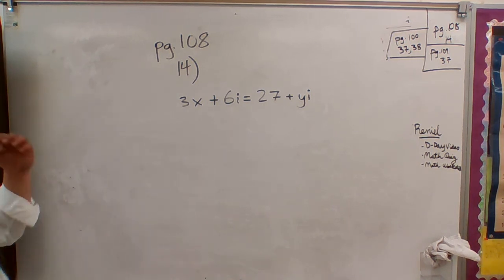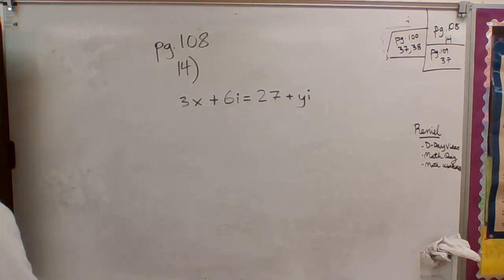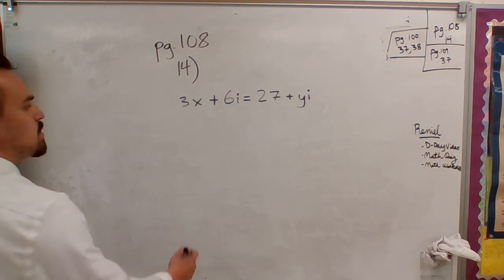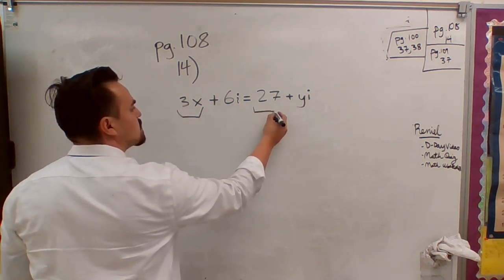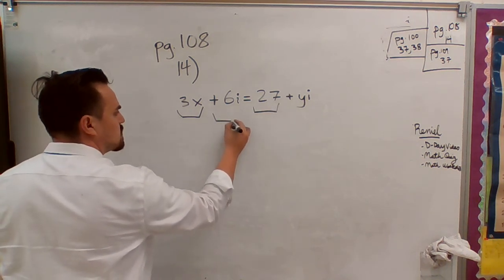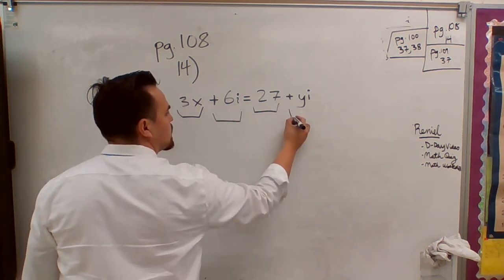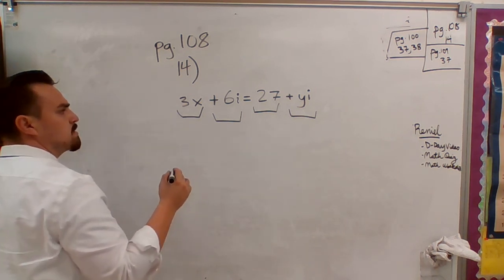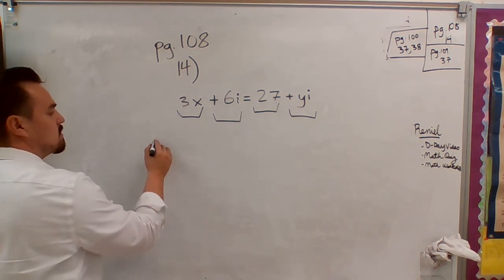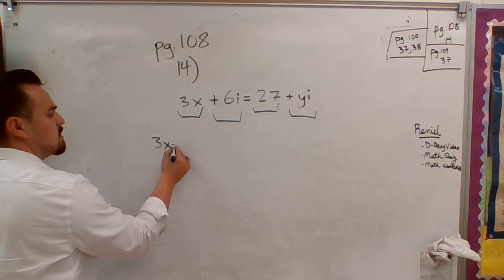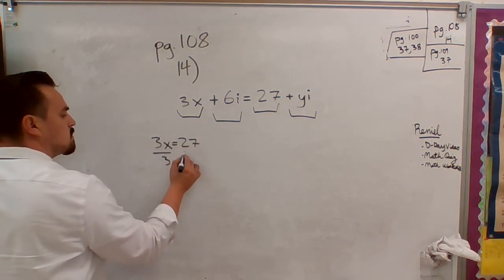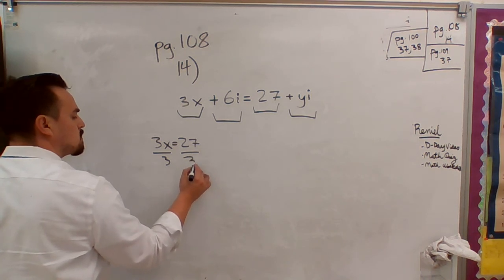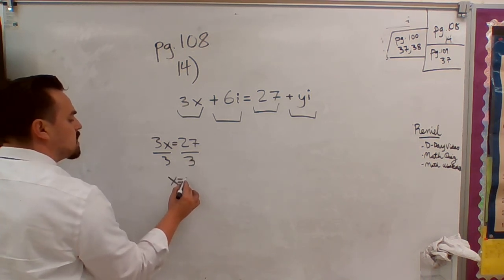So what they're saying is solve for x to make this equation true. So that means this has to equal this, and this has to equal this. So for those of you guys who are like, is it really that easy? Yeah. 3x has to equal 27. So x is equal to 9 there.